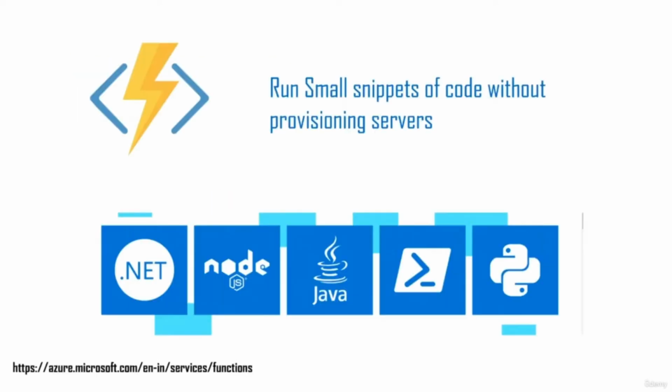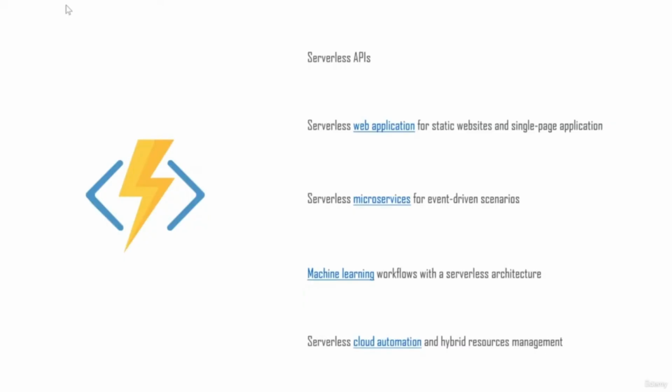So let us start this chapter by giving you a very brief and a very concise definition of Azure Function. So Azure Function runs small snippets of code without having the headache of provisioning servers. Now, some of the languages in which you can write this piece of code include .NET, JavaScript, Java, and Python. So now let's talk about some of the use cases of Azure Functions.